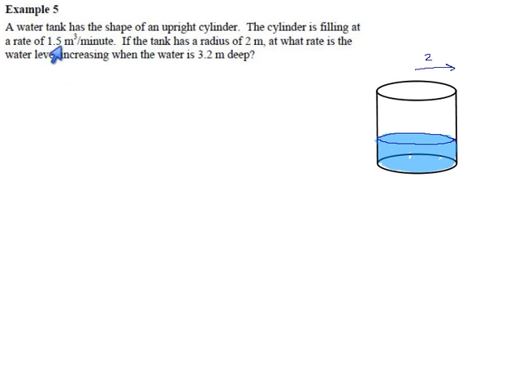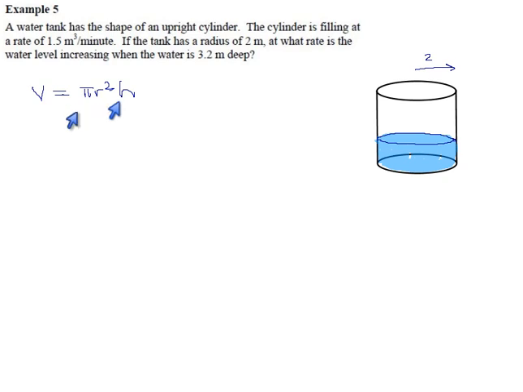What they're giving here is a volume rate, which means we need some way of talking about the volume of a cylinder. Volume of a cylinder is V equals pi r squared h. So the volume is increasing. Because it's a cylinder, the radius is 2 meters all the way down. So this radius is a fixed amount, and the variable is just our height.